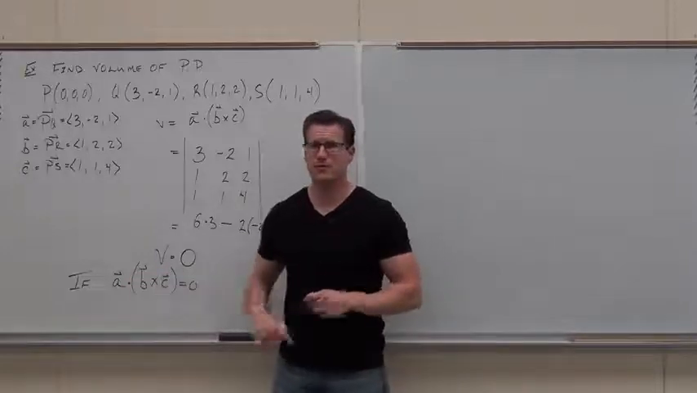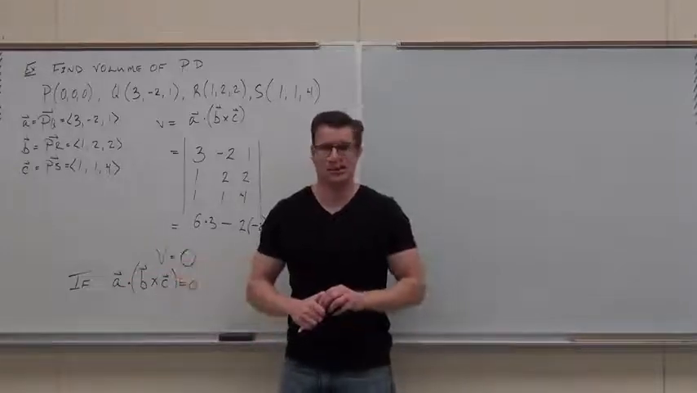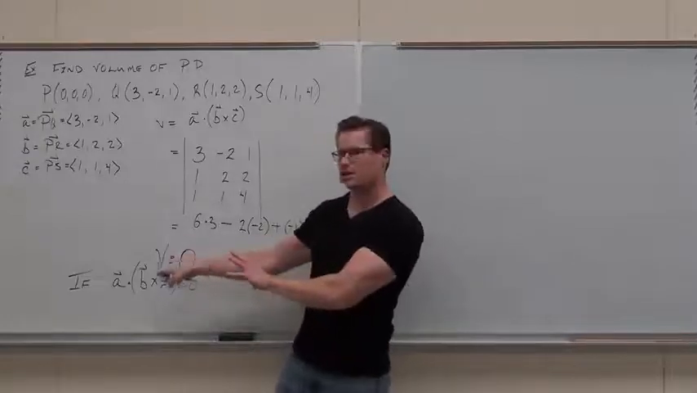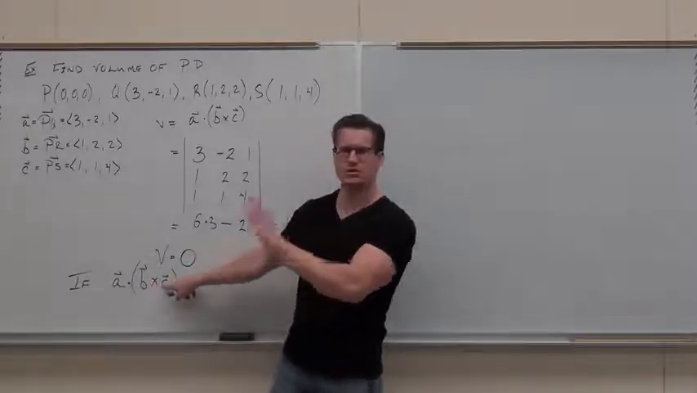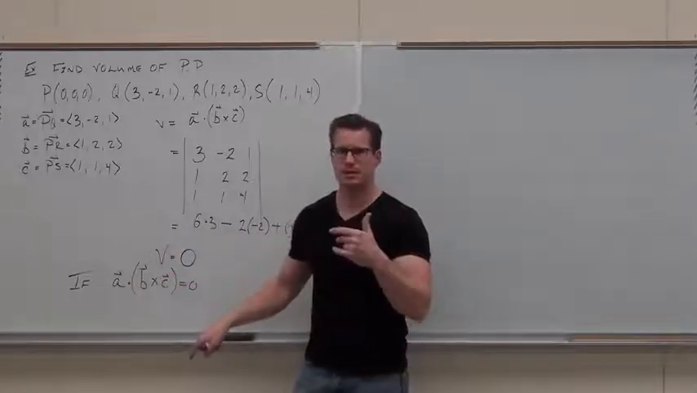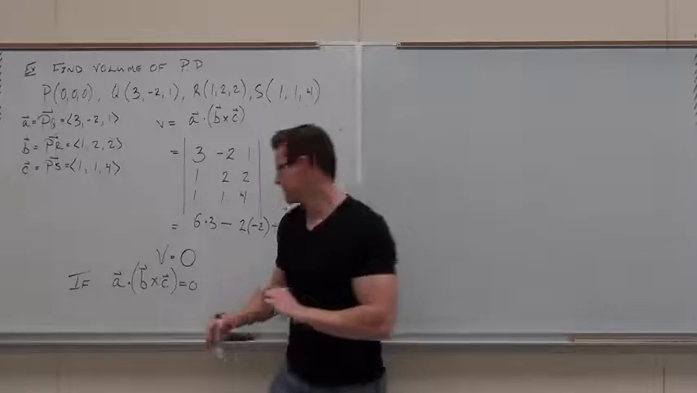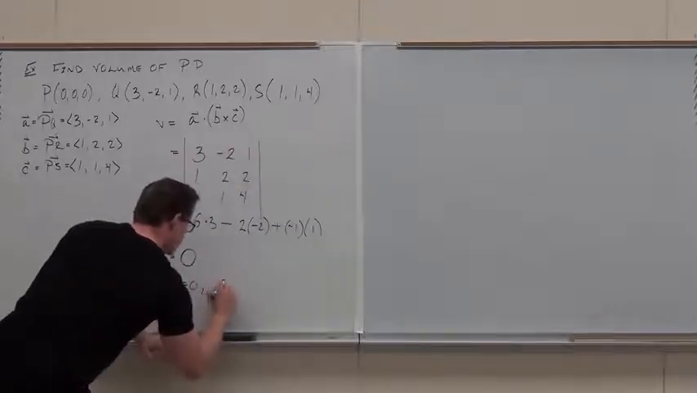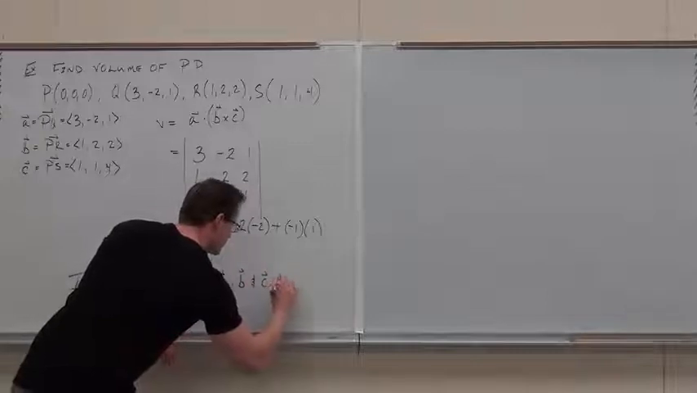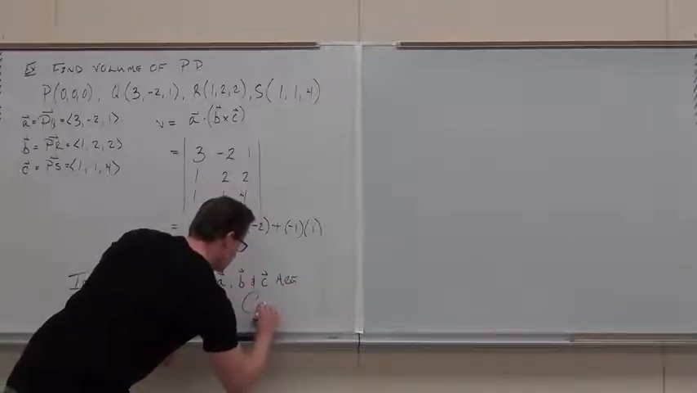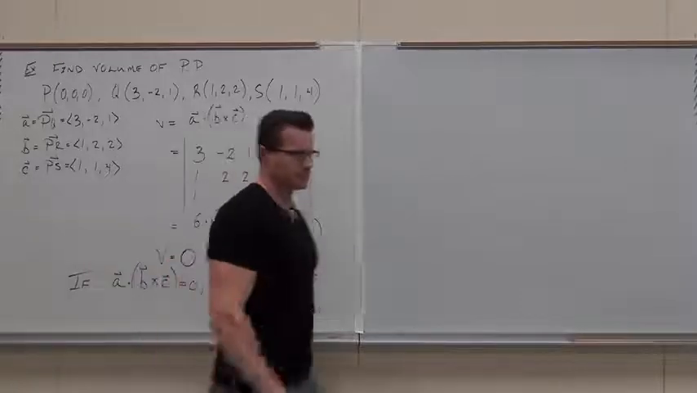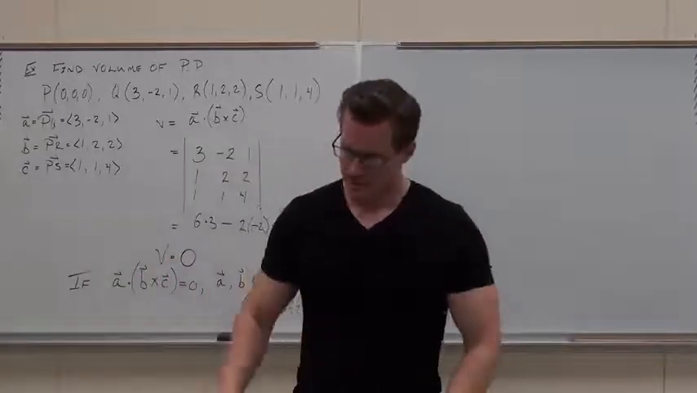If you try to find the volume and it's not 0, it tells you they're not coplanar, and then you automatically get the volume for free. Does that make sense to you? So this is how you test whether these 3 vectors are coplanar or not. If this happens, A, B, and C as vectors are coplanar in the same plane. It's kind of neat. Kind of neat.